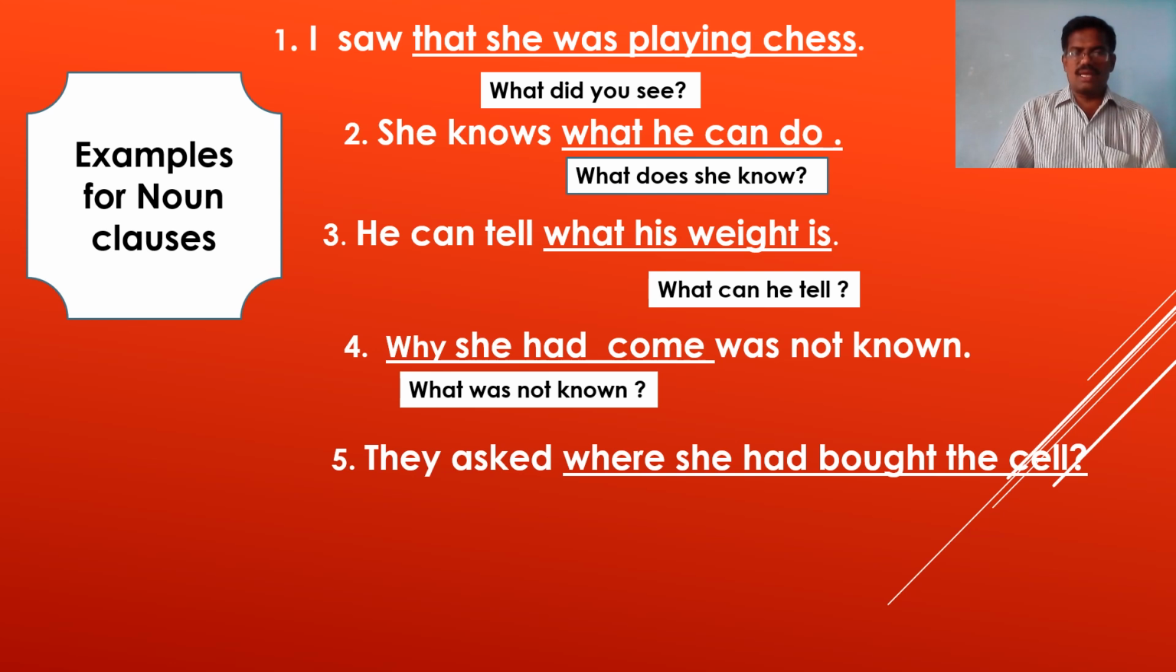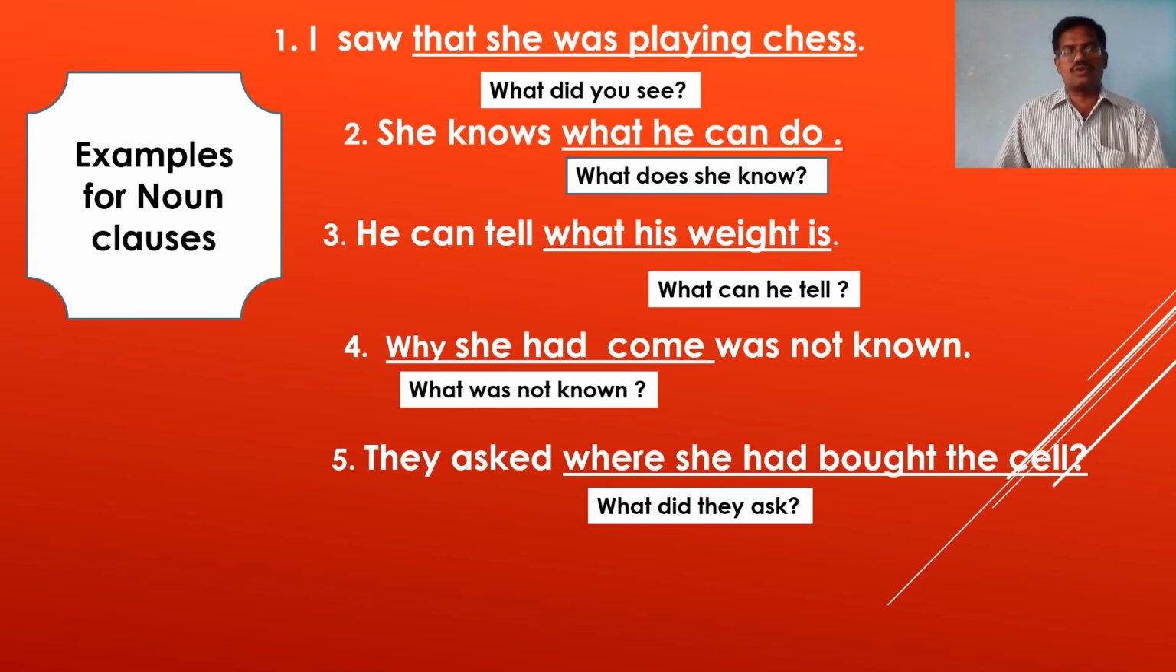And the last example, the underlined part, where she had bought this cell, will be the noun clause because it answers the question word what. So whenever you put the question, they asked what, or what did they ask, then where she had bought the cell will be the answer. So here it answers the question word what. So it is a noun clause.